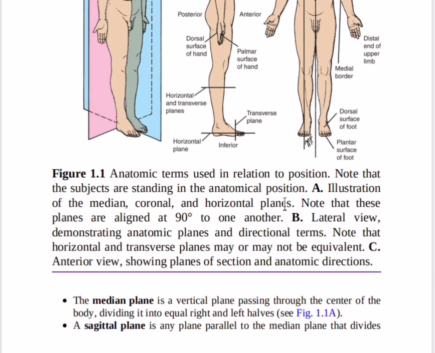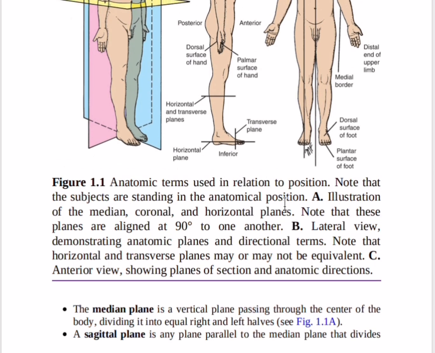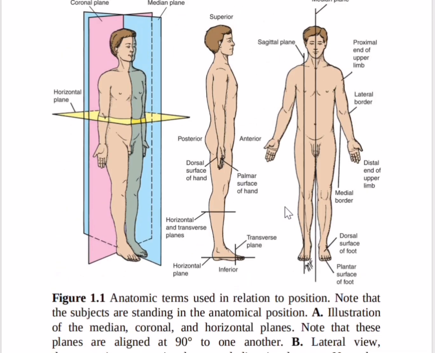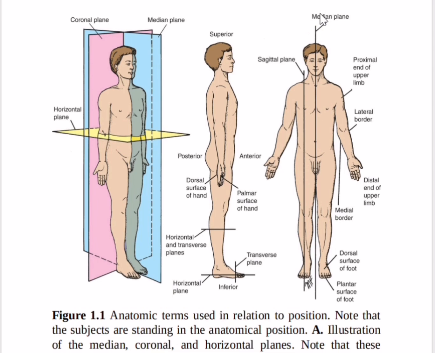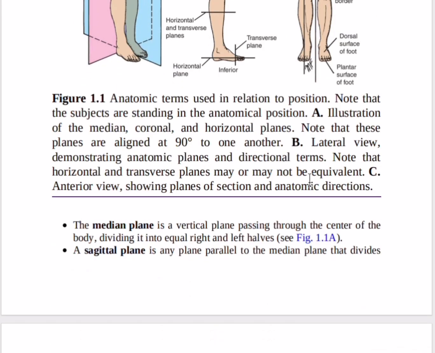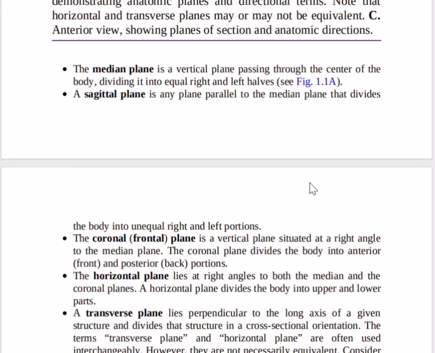Then we have what is called the sagittal plane. This is any line which is parallel to this median plane. For example, this line which is cutting through the clavicle, the patella, and the foot, right? We call this one a sagittal plane. It's just parallel to the what? To the median plane. Okay, very important.